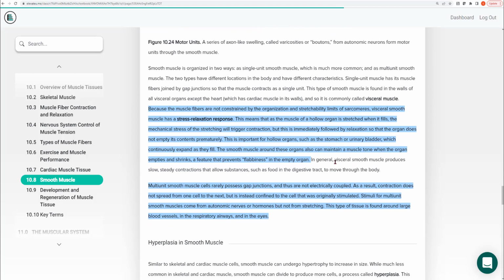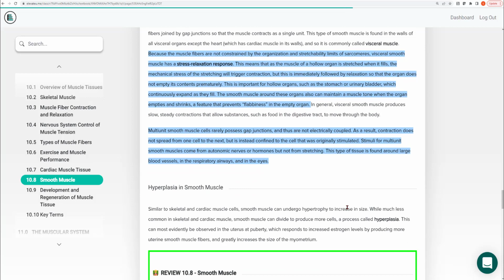Oh, I told you earlier that smooth muscle is slow, right? So visceral smooth muscle produces slow, steady contractions. Think again, turtle in the hair. This is the turtle. It just keeps on going, slow and steady, slow and steady. And this is the kind of muscle you find that pushes food through your digestive system, as an example.